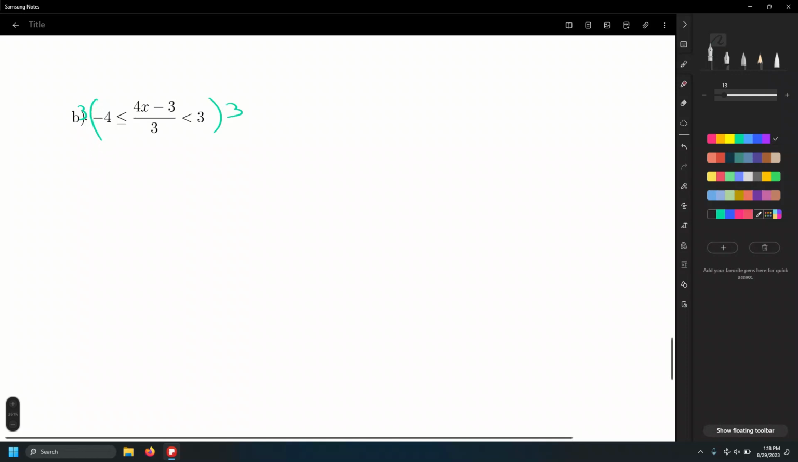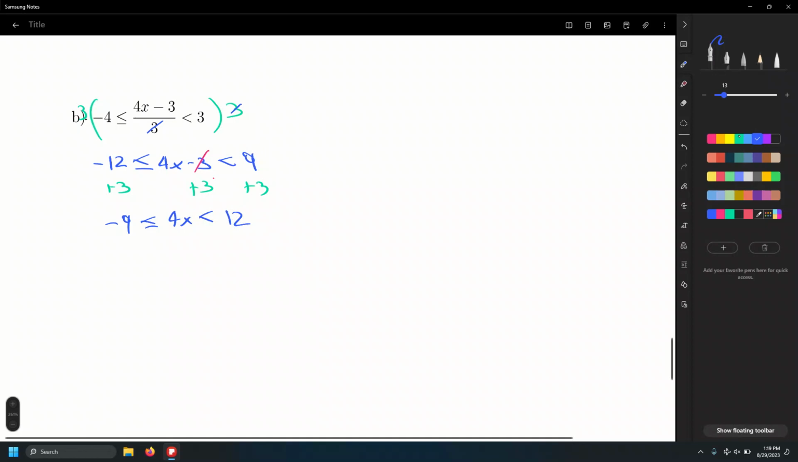That's going to be negative 3 times 4, which is negative 12. Here the 3's are going to get canceled. That's less than or equal to 4x minus 3. And that less than 3 times 3, which is 9, all right? And now let's go ahead and add the 3 to the three sides, and cancel out the 3's. That's 3 minus 12, that's negative 9. And that's 4x, and less than 9 plus 3, that's equal to 12.